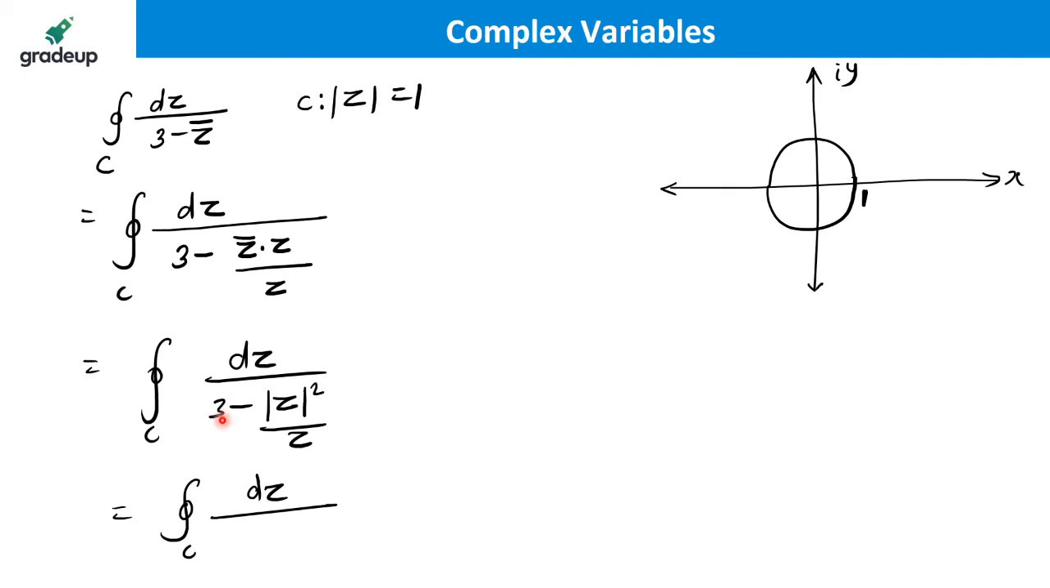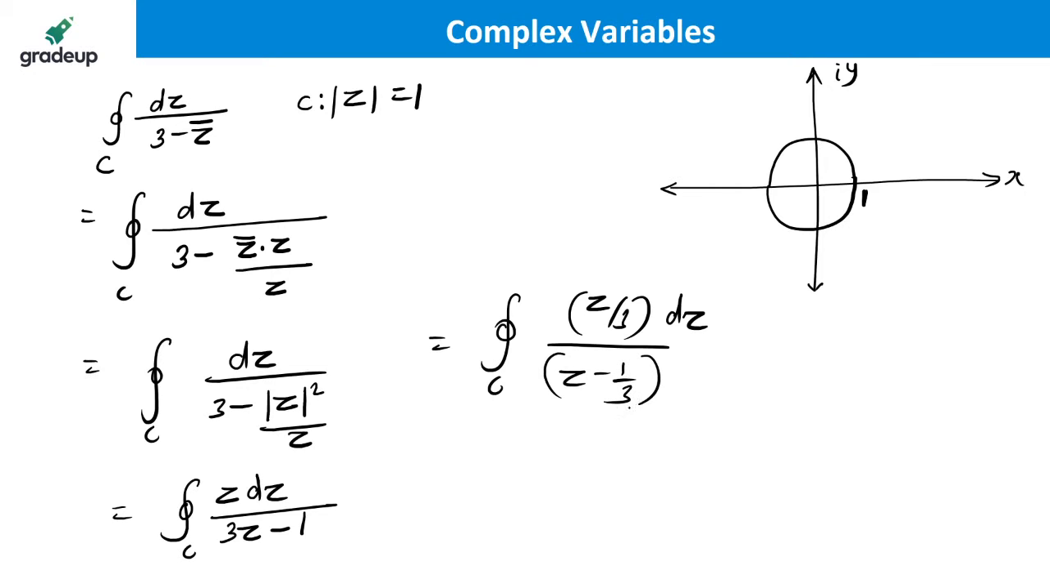So this will be 3z minus mod z is 1. Arey bhai, mod z is 1. And this z after taking LCM will appear in the numerator. Okay, sir. Taking 3 common from the denominator. So now the pole is 1 by 3. 1 by 3 is lying inside the circle.